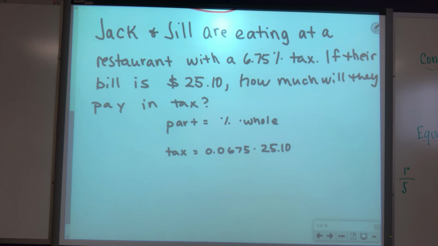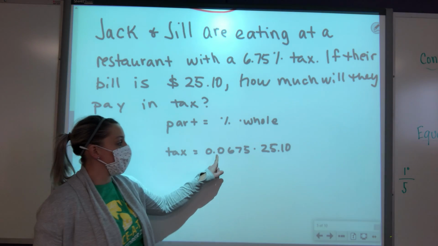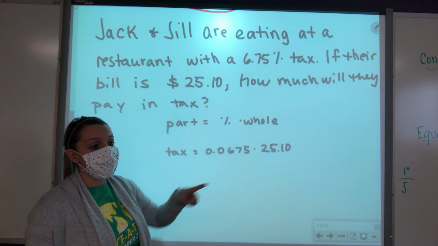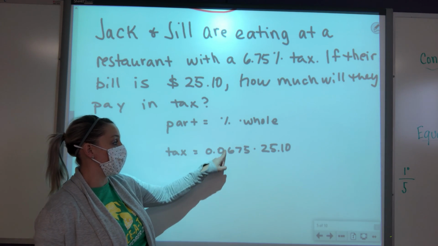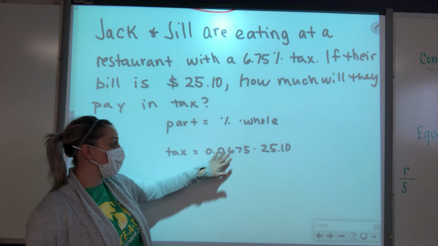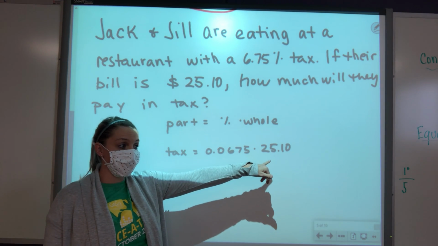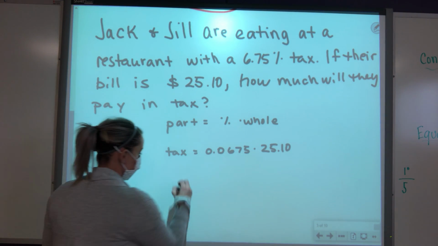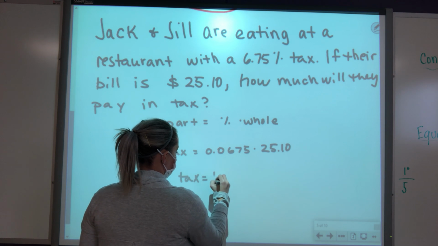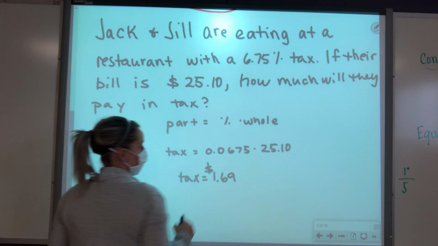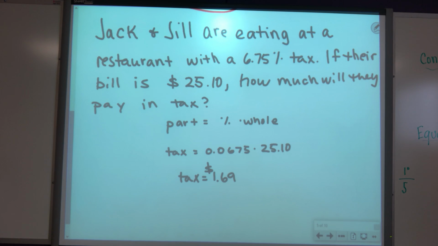Okay so far? Yep. So your percent is 6 75/100ths. So I divided that by 100, or moved the decimal 1, 2. And then I multiplied the percent times the total bill. So my tax is $1.69. That's pretty good for making that up off the top of my head. Nice and clean. I like it. Alright.